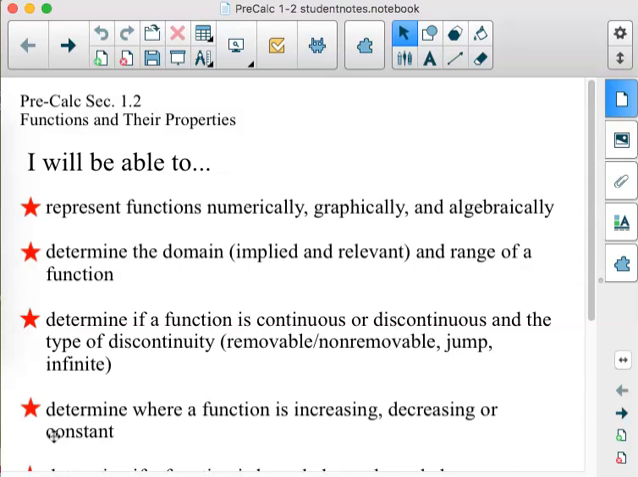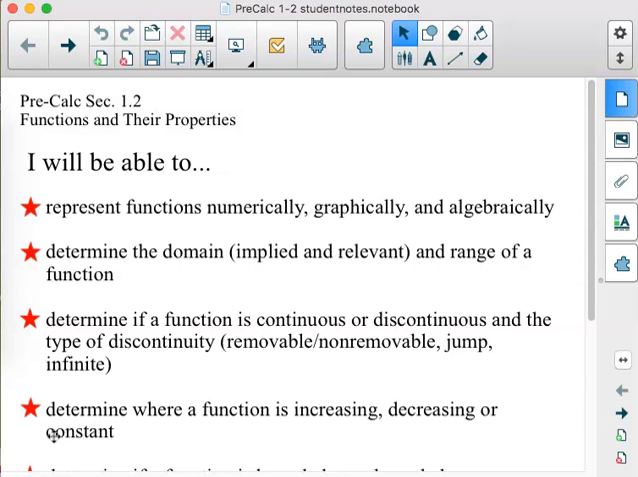I can represent functions numerically, graphically, and algebraically. Been doing that pretty good so far. I can determine the domain. We find out about a new kind of domain here, implied and relevant, and the range of a function. I can determine if a function is continuous or discontinuous and the type of discontinuity: removable, non-removable, jump, and infinite. That'll be new stuff. I can determine if a function is increasing, decreasing, or constant.